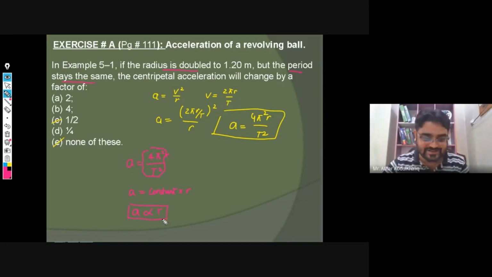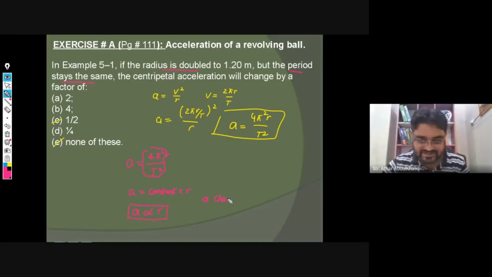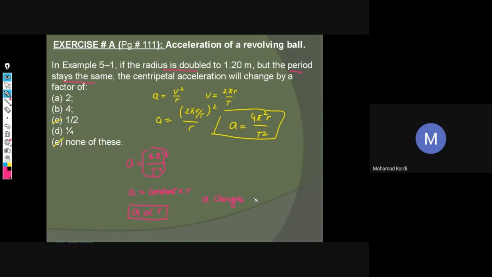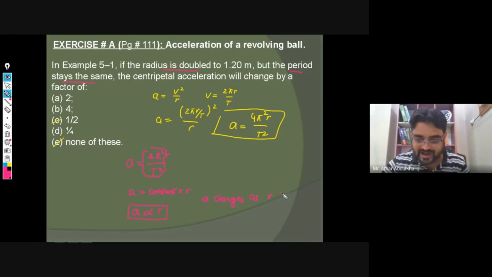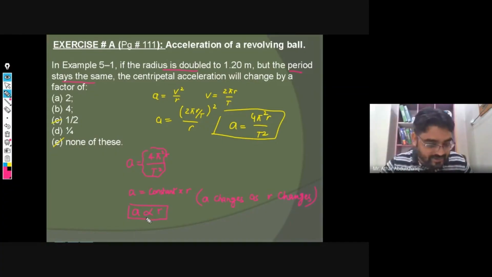So this relation says that A changes as R changes. This symbol is not equal to. You studied in algebra and in previous math that there is a relation called direct proportion. Direct proportion means if one thing increases, the other also increases. If one decreases, the other decreases.